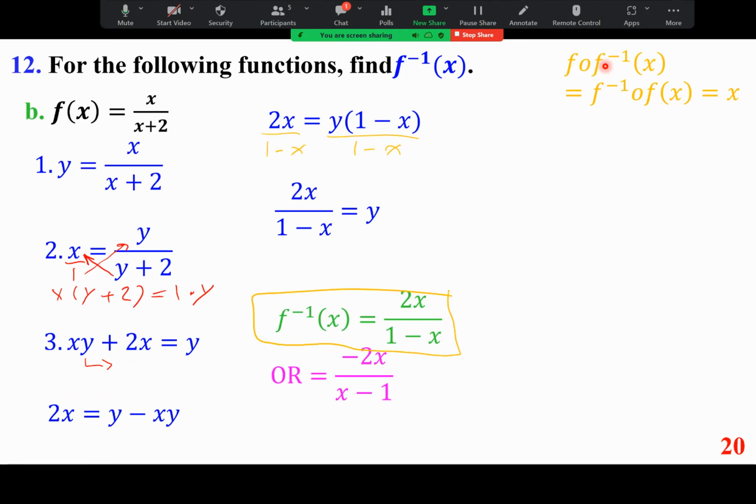Now, the composite function is x. So what do we do? We look at one of them. For example, f of f inverse of x, we start with that, which means into this function f of x, we are going to replace the x with f inverse. So this goes in here, this goes in here, and we have a complex fraction.